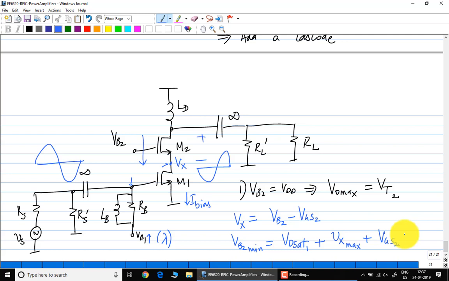Yes. So why should it be 2 Vx max? So at this point it is just VDSat1. Correct? At the lower end, so this is Vx max.